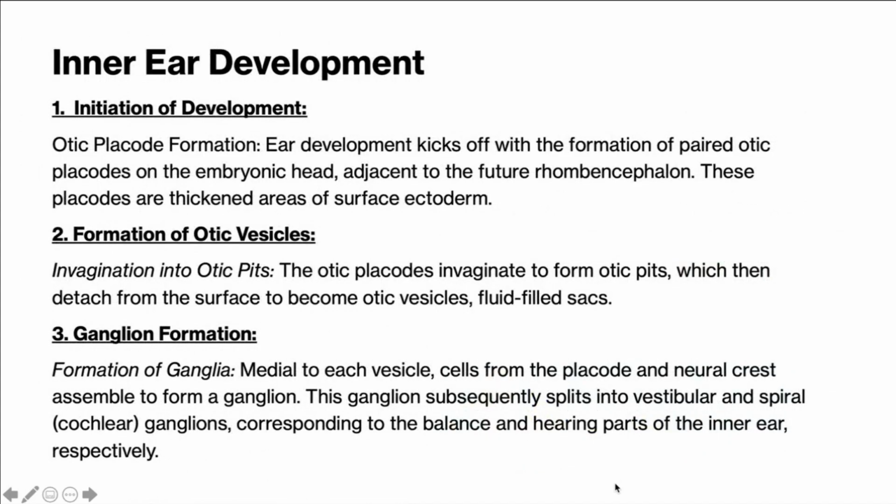Okay, so now the development. As with all sensory organs, we first are going to start with a placode. So the otic placode is going to form first. The ear development starts off with the formation of paired otic placodes on either side of the embryonic head. They're going to be adjacent to what is going to be the rhombencephalon later on. These placodes are thickened areas of surface ectoderm.